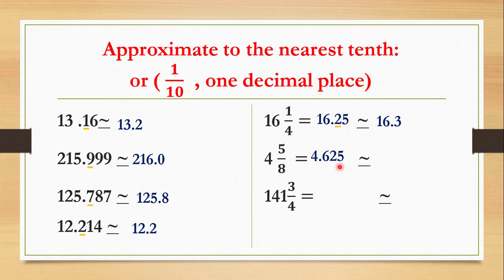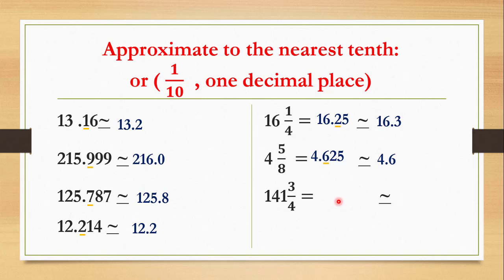Now let's approximate. What is the tenth? Yes, 6. Look at the right, we have 2. Don't add 1. All the digits to the right will become zeros, or we can cancel them. Now we have 4.6. The approximation will be 4.6 or 4.600. Also, it's right. You said before, after the decimal point to the right, the last zeros have no meaning or no value.